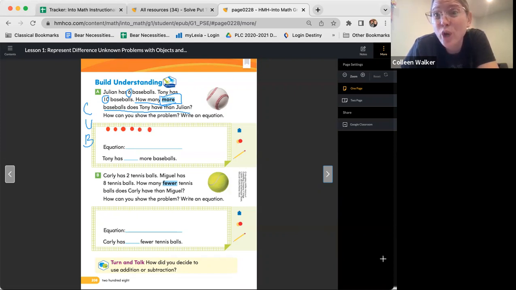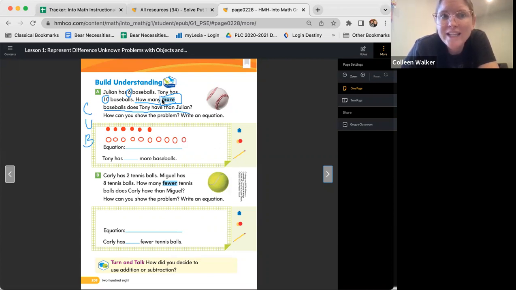And now we need to draw Tony's baseballs. So let's go for it. Ready? Can you count to 10 with me? 1. Notice how I'm drawing them right underneath. I'm lining them up. That's going to be important for the next strategy I'll show you. 1, 2, 3, 4, 5, 6, 7, 8, 9, 10. Great job, friends.